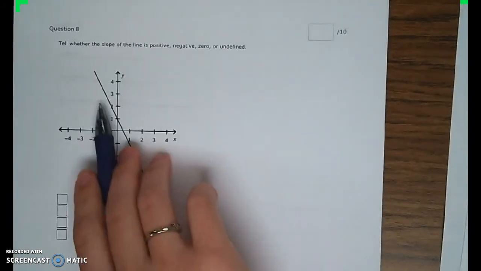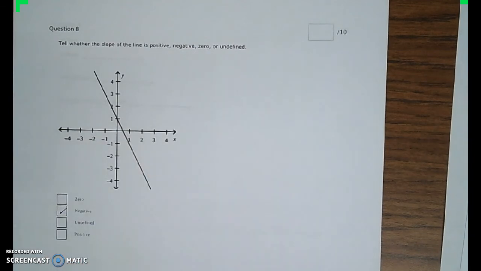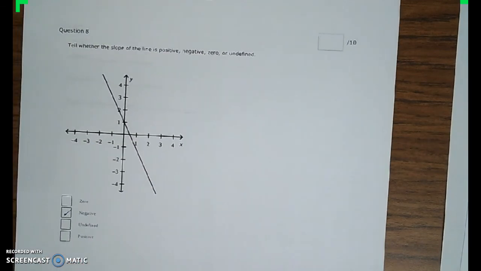Okay, number 8, remember, if you have a line that's slanted this way, that means that you have a negative slope. And if you get confused about that, remember, you can always pick points and then calculate your slope from those points.